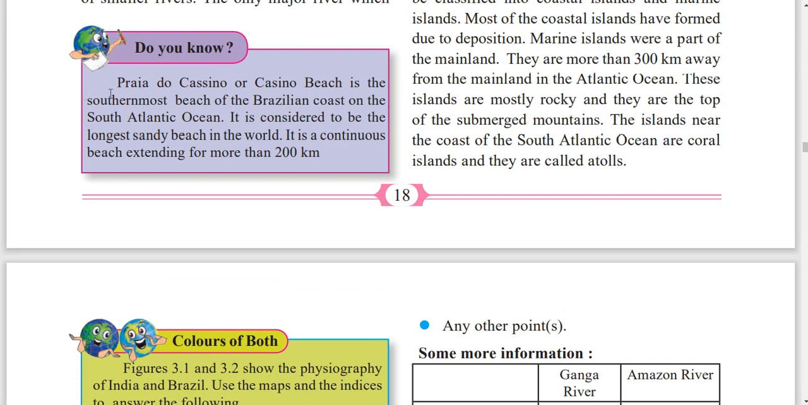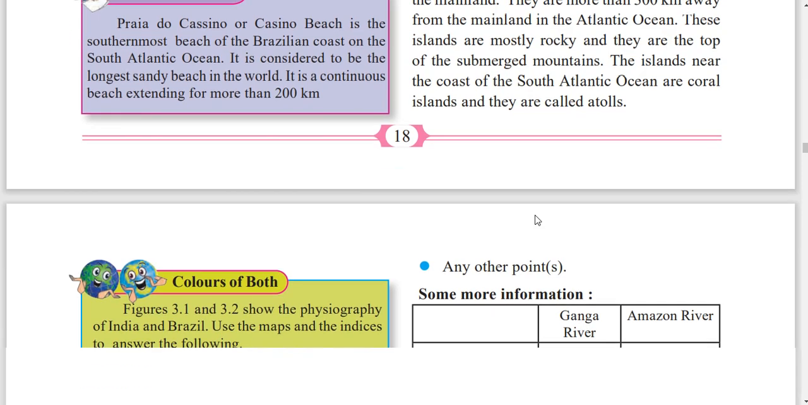Do you know? Praia do Cassino, or Cassino Beach, is the southernmost beach of the Brazilian coast on the South Atlantic Ocean. It is considered to be the longest sandy beach in the world. It is a continuous beach extending for more than 200 kilometers.